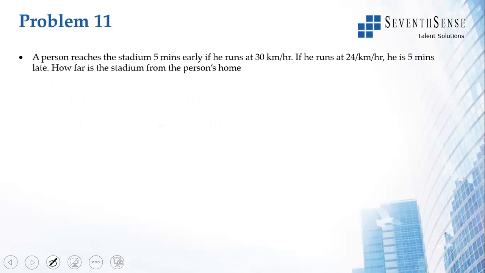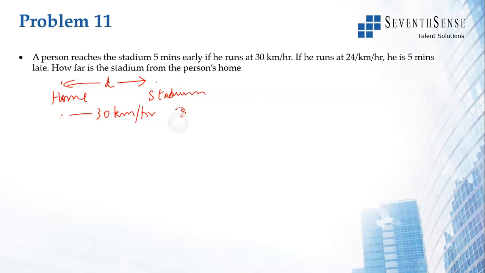Let's look at the first problem. A person reaches the stadium. Okay, so here it's the person's home. Here is the stadium. We don't know this distance. This distance is D. If he runs at 30 kilometers per hour, you could also take it as two people going, right? So if this person runs at 30 kilometers per hour, he is going to come in at 5 minutes early. So the correct time is 9. If he is running at 30 kilometers per hour, he is going to come in at 8:55.